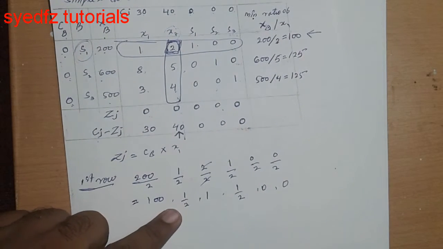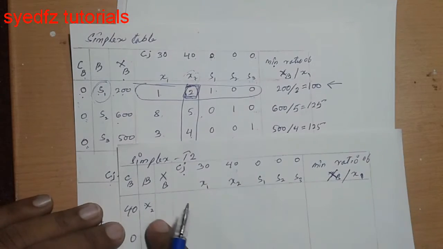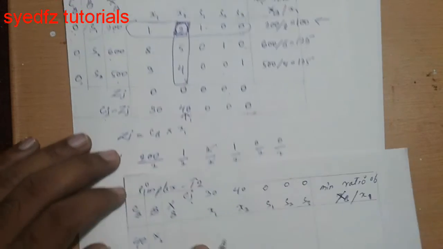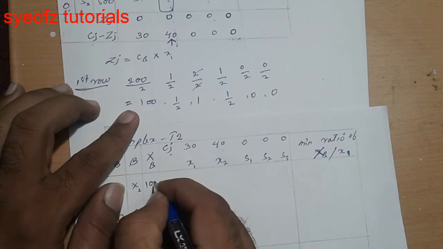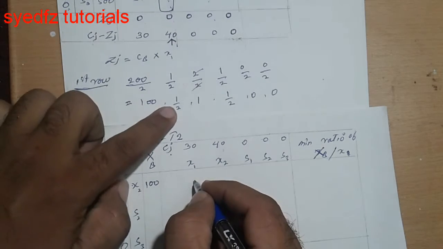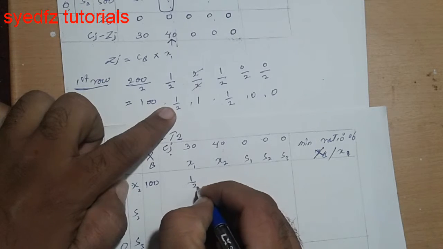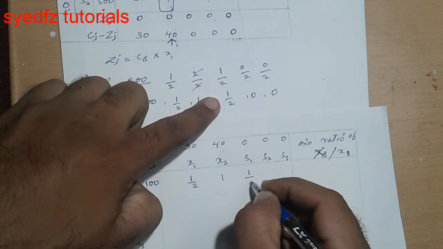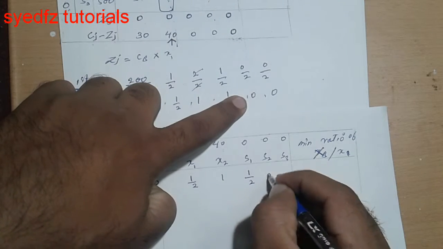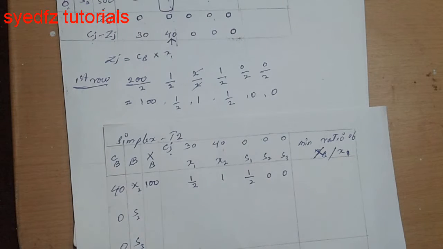So we have to enter here in the X2 row. What is the new row for X2? Here 100 solution, and here 1 by 2 for X1, for X2 it is 1, for X3 it is 1 by 2, and this is 0 and this is 0. Now we have to create S2, but for S2 there is a formula which we have to use to calculate. With that formula only we can calculate.